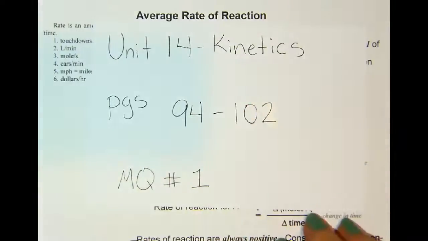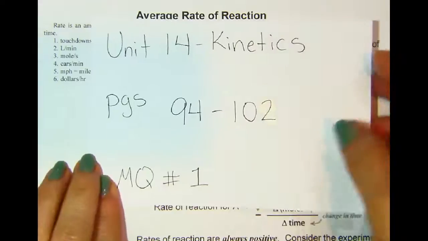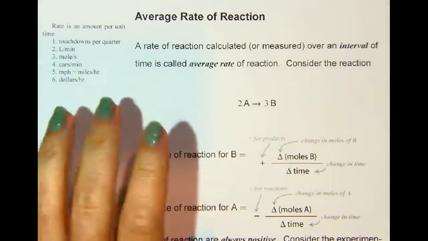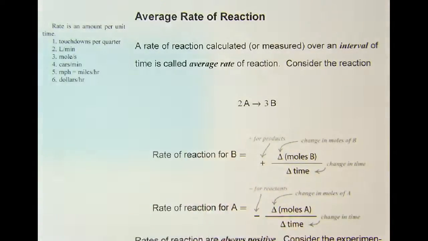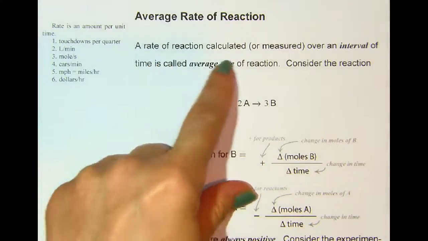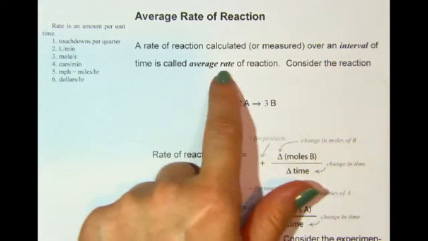Unit 14, Kinetics, and this video will go from pages 94 to 102 and corresponds to Moodle Quiz 1. So, first of all, kinetics focuses on the rate at which a reaction proceeds. A rate of reaction calculated or measured over an interval of time is called an average rate of reaction.